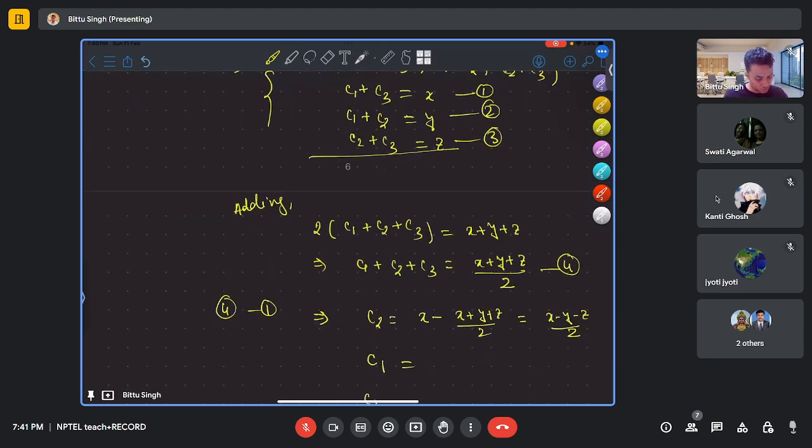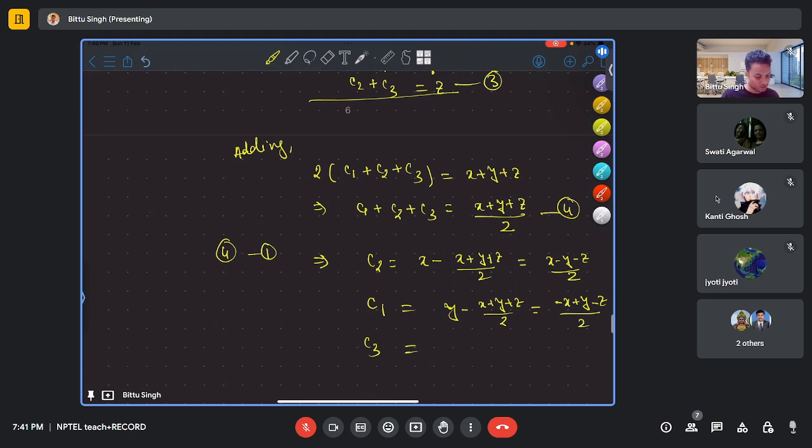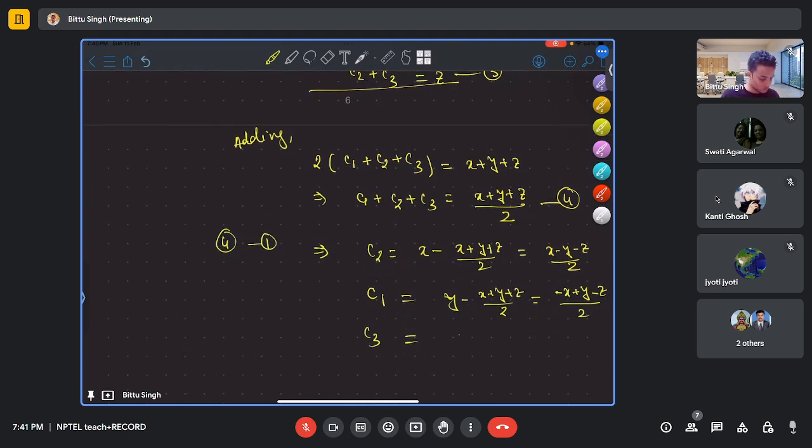So C1 will be subtract 2 from 4. It will give y minus x plus y plus z by 2. This is the same as minus x plus y plus z minus z by 2. And similarly, C3 is z minus this, minus x minus y plus z by 2.